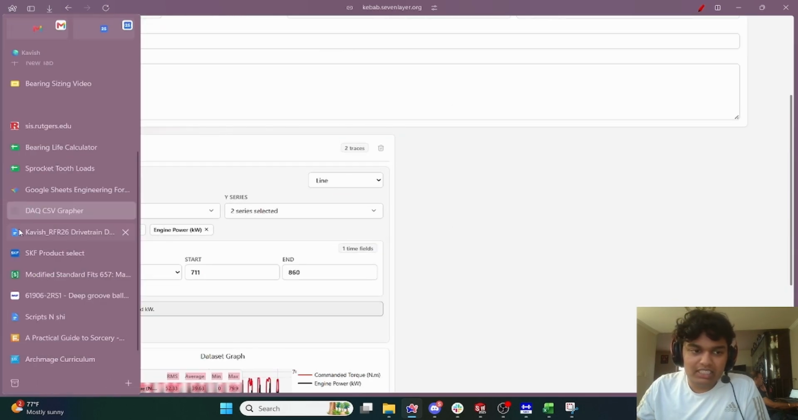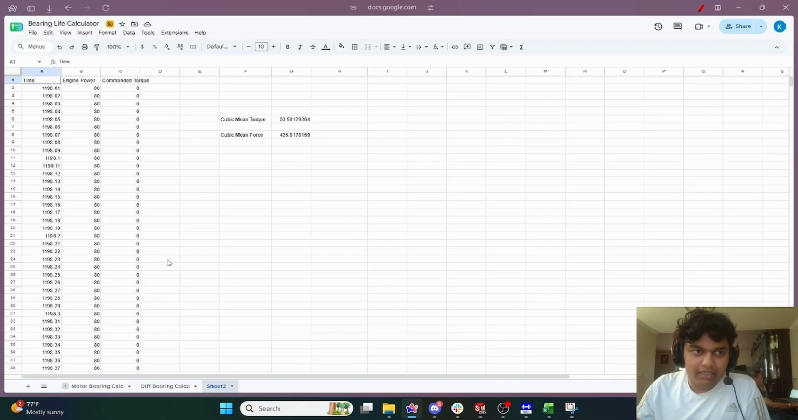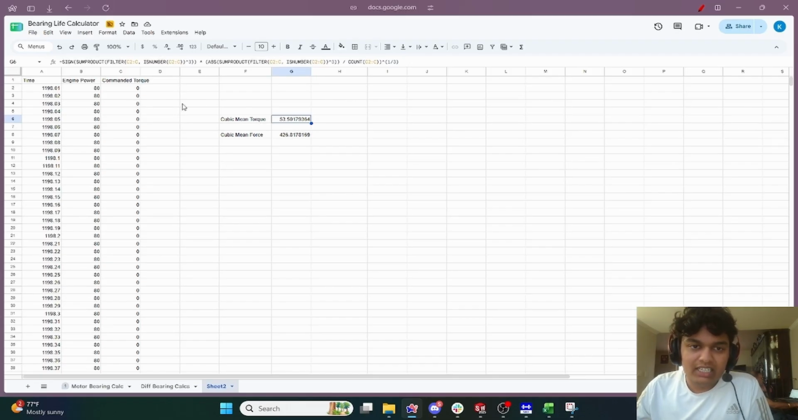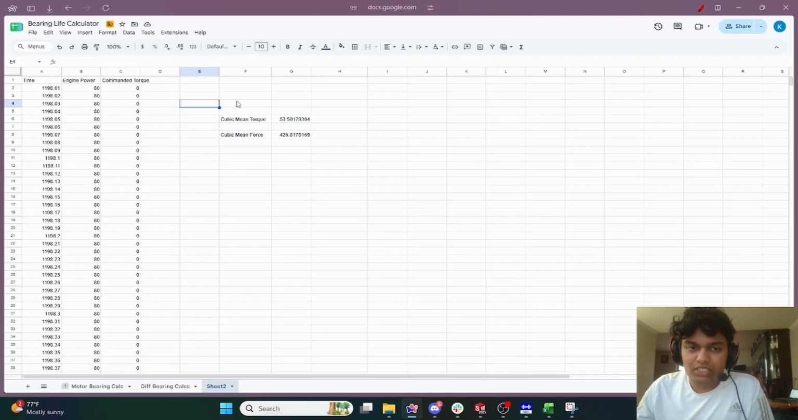I exported it as a CSV, and then I inputted all that data into this Google Sheet, and I calculate for the cubic mean torque. And what this cubic mean torque is, it's not the average. Instead you take the average, you cube the average, and then take the cubic root of that.